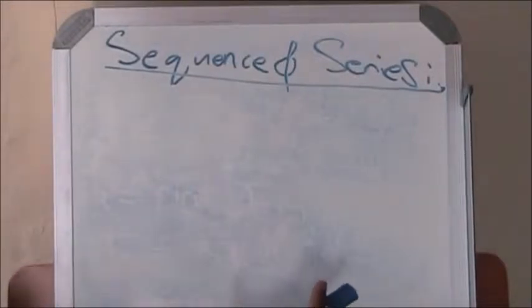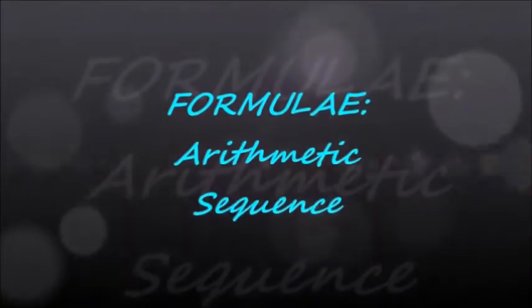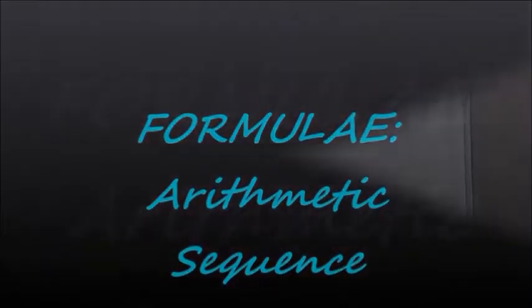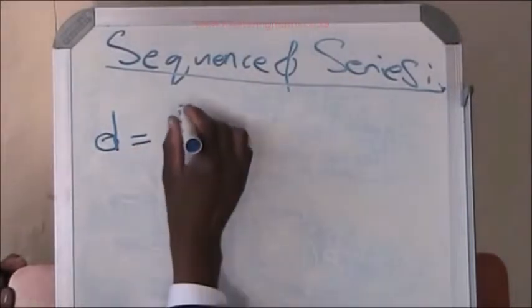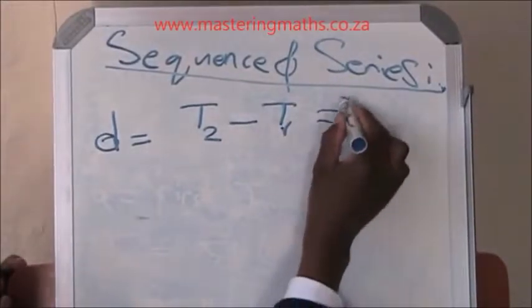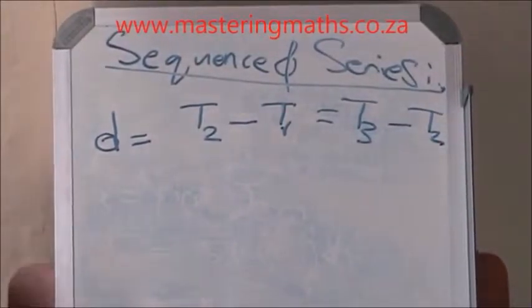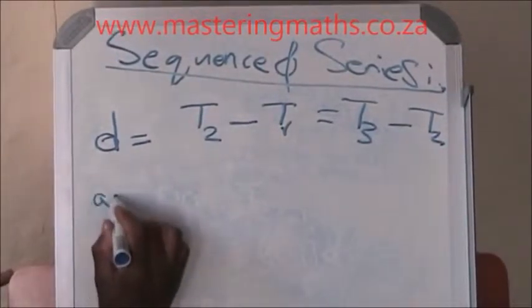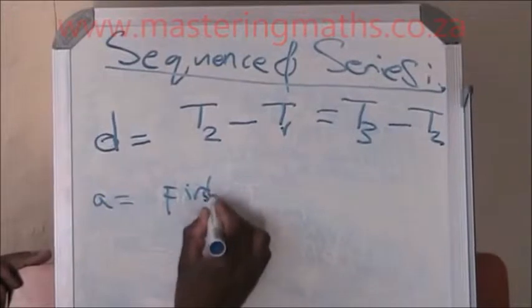Sequence and series. Sequence consists of arithmetic sequence and also geometric sequence. Today we're dealing with arithmetic sequence. The common difference D is equal to T2 minus T1, which is equal to T3 minus T2. And also the first term is equal to A. A is always equal to the first term.